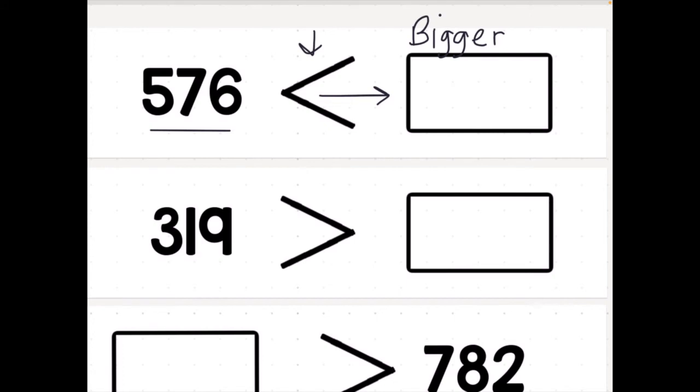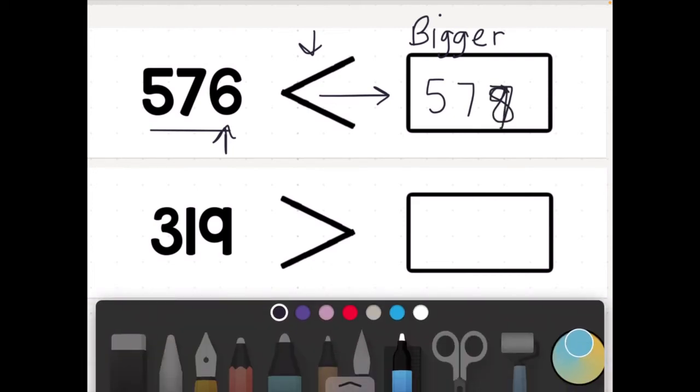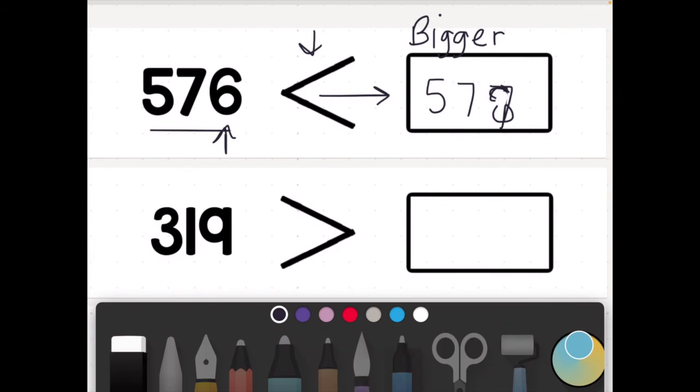So I can go by the ones place and make a bigger number. Something that's bigger than 6 is 7. So I could say 577. That's a good answer. I could also say 578. I could say 579. Because those are all bigger than 576. Let me erase these.